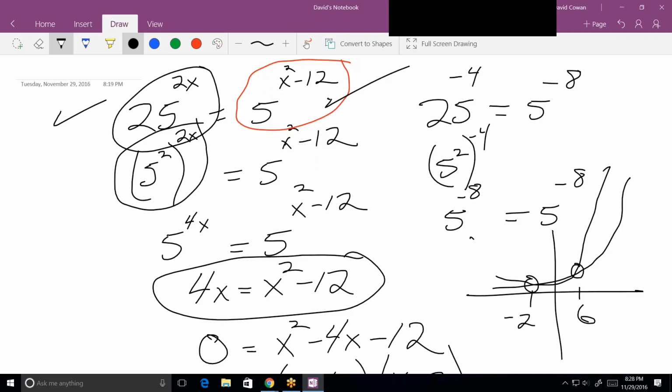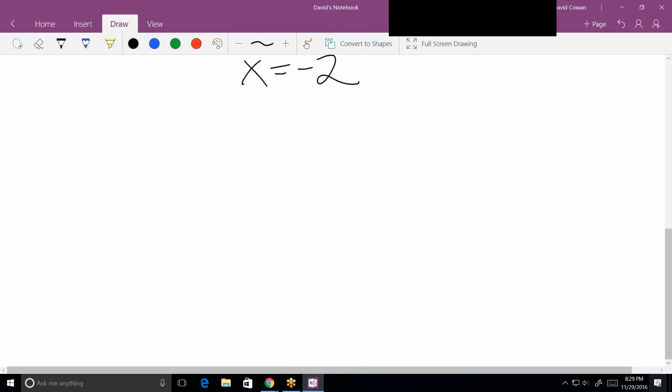Okay. Should look like that on your graphing calculator. Yeah, the 5 to the x squared minus 12 is sort of a parabola with a flat bottom. Yeah. And then the 25 to the 2x, it's similar to what you drew, but it's really, really steep. Right, but all exponential functions basically look the same.